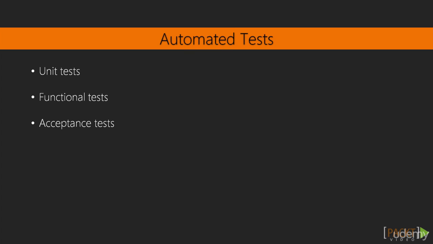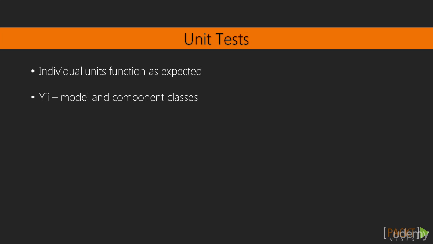There are three types of automated tests that developers write: unit, functional, and acceptance. We will take a closer look at each type in the subsequent videos, but it will be helpful to understand the differences between the three. Unit tests are used to confirm that individual units of your application are functioning as expected. In Yii, this will typically be model and component classes, and these tests will confirm that their public methods function as expected.